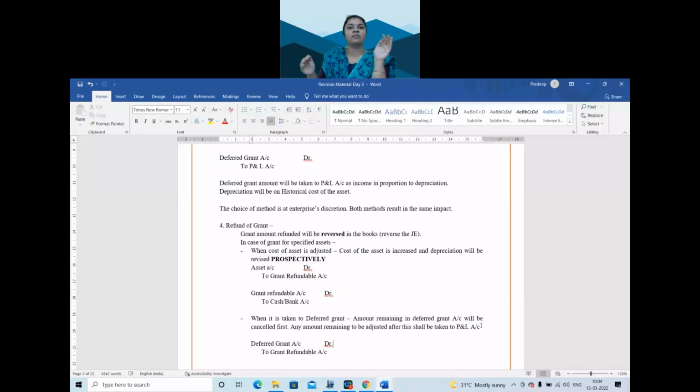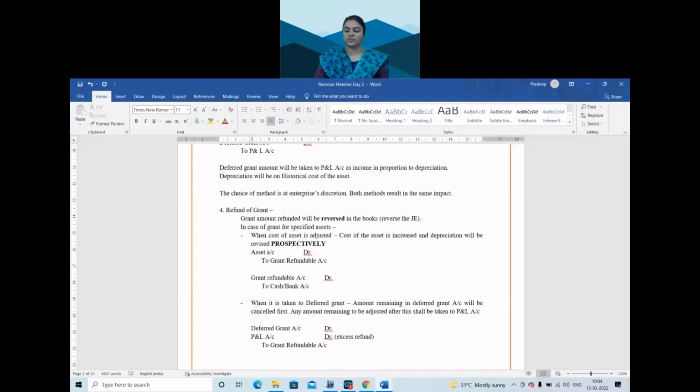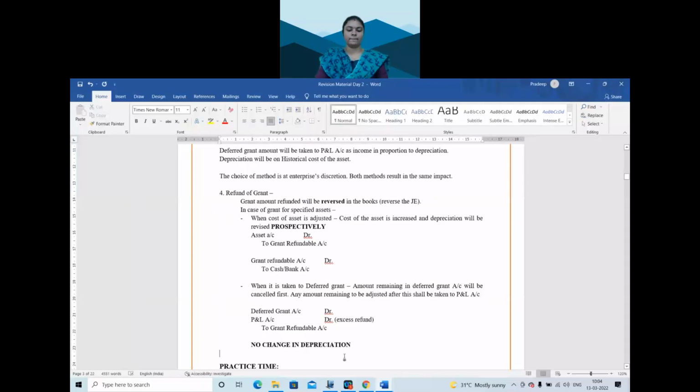And we all know whenever we speak of a loss, who will come into the picture? Profit and loss comes into the picture. So profit and loss account debit for the excess amount. Excess refund. So deferred grant account debit to the extent it is available, profit and loss account for any excess, and the difference will be adjusted accordingly. Now here, no change in depreciation, no change in the cost of the asset, because we have not touched the depreciation and cost of the asset. So no change in depreciation.